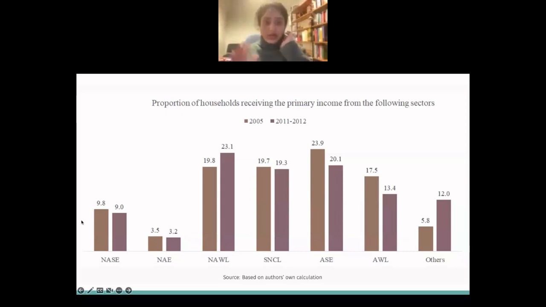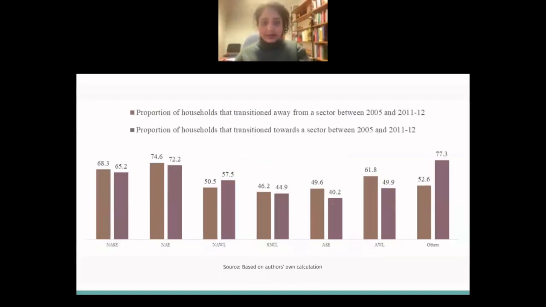What I want you to focus on here is the non-agricultural self-employed and the agricultural self-employed. Again, remember our non-capitalist spaces, a huge non-agricultural wage labor, and agricultural wage labor, which are the casual wage labor sectors. For each of the stacks, the one on the left is for 2005 and the one on the right is for 2011-12. The broad takeaway is that for all the sectors in the economy, there hasn't been much shift in the proportion of households deriving their primary income from each of these sectors, which might not be surprising given the time frame that we are looking at.